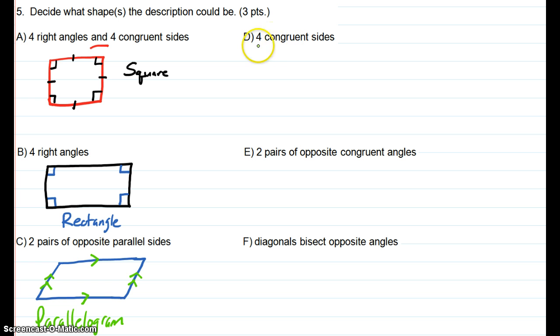Alright, now for D, a shape with 4 congruent sides. So if it has 4 congruent sides, and that's all I know is that the sides are congruent, I don't know what these angles are. I mean, it could be 90, but it could be 89.4. So since I don't know, and all I know is it has 4 congruent sides, this is a rhombus.